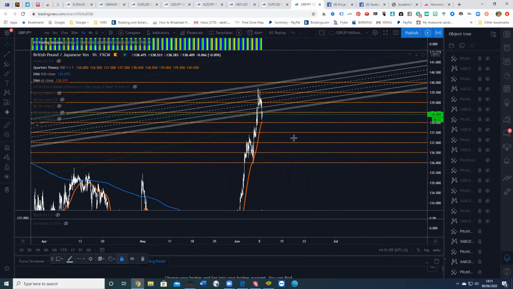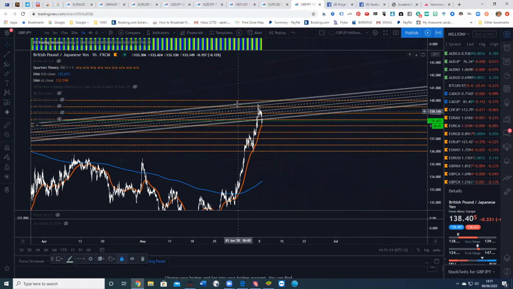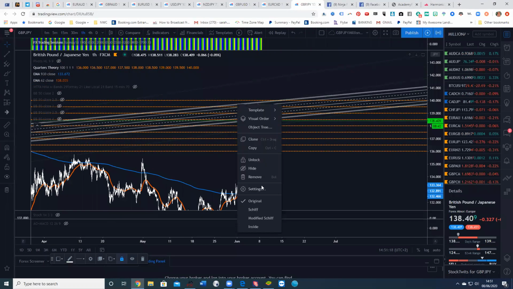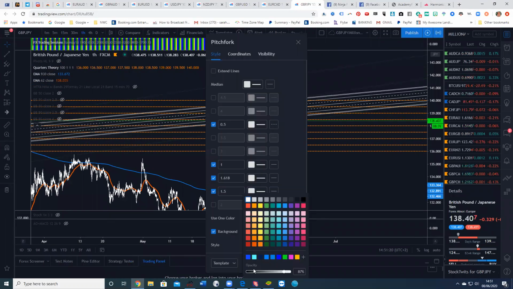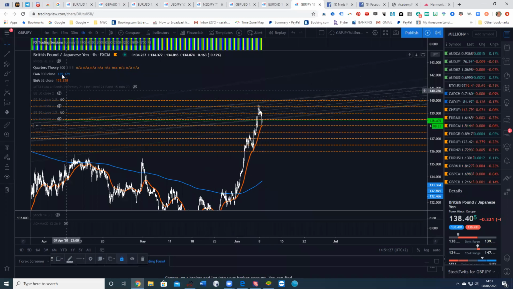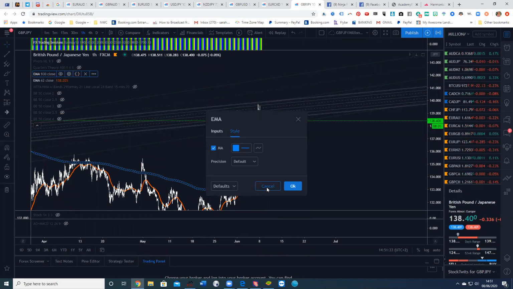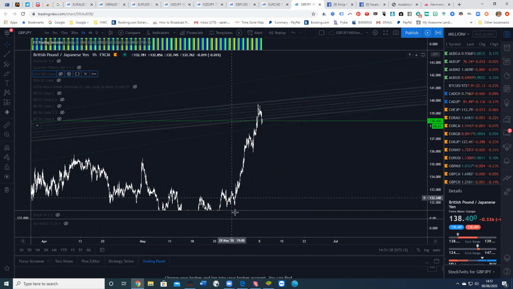Okay, so on the hourly, I'll just fade that one, fade that there, and just hide that while we draw it. There, okay.